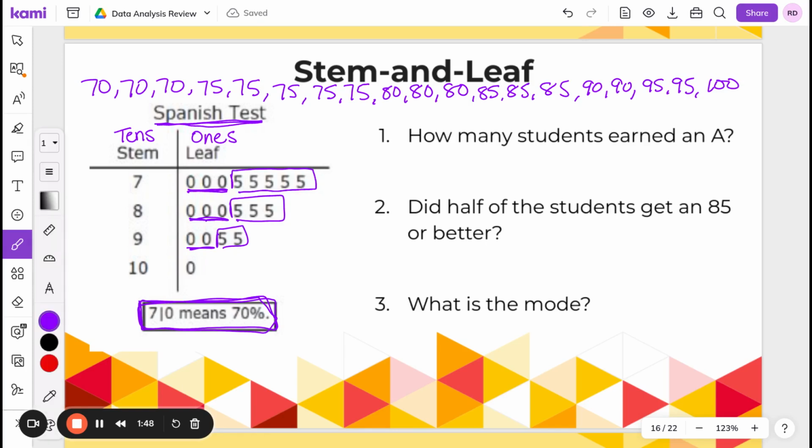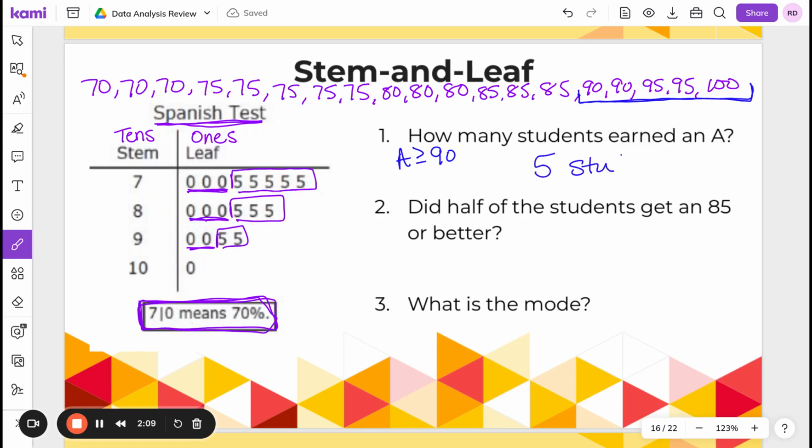So we're going to use this list of data or stem and leaf plot to answer the questions to the side. Up first, it asks how many students earned an A. An A is a grade of 90 or better. So right here in our list, we have these scores that show 90 or better. That means 5 students received an A on this Spanish test.